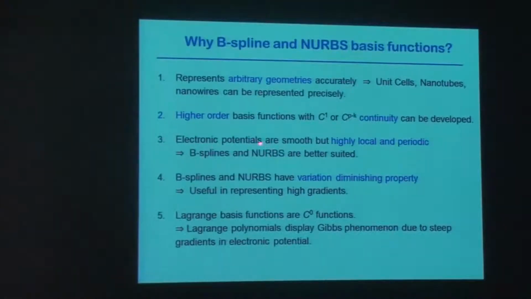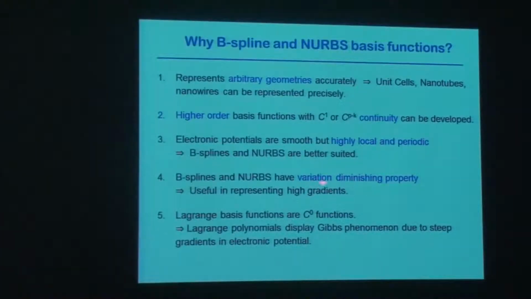So as I said, electronic potentials are smooth, but they're highly localized, and B-splines and NURBS are better suited for this kind of situation. B-splines and NURBS have the variation diminishing property, and this property helps prevent Gibbs phenomena from happening around steep gradients. So in my opinion, this feature of higher order continuity and the variation diminishing property is the key deciding factor that we went from Lagrange basis functions to B-splines and NURBS basis functions.